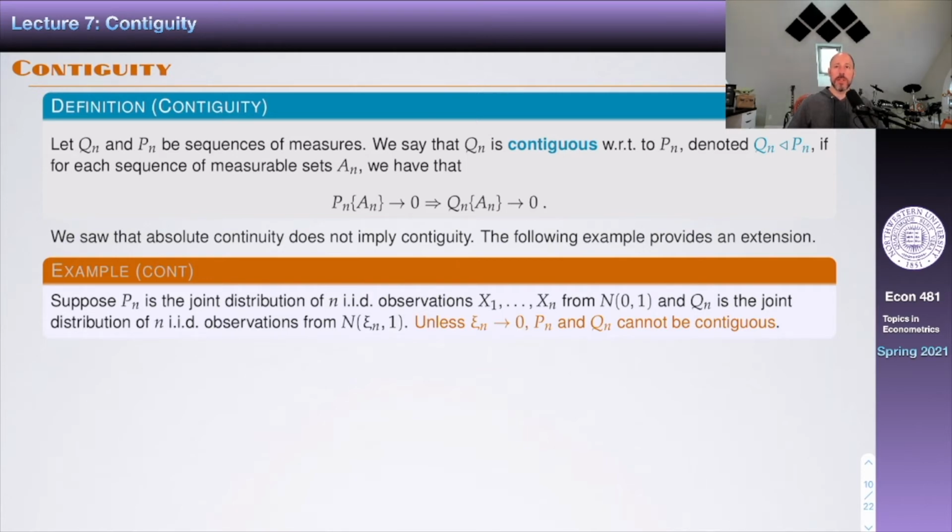Absolute continuity for all n does not imply contiguity. And we're going to see an example in a minute that is going to show the other way as well. Contiguity does not imply absolute continuity for all n. Okay?